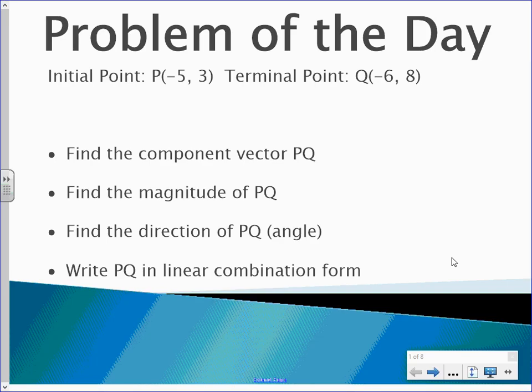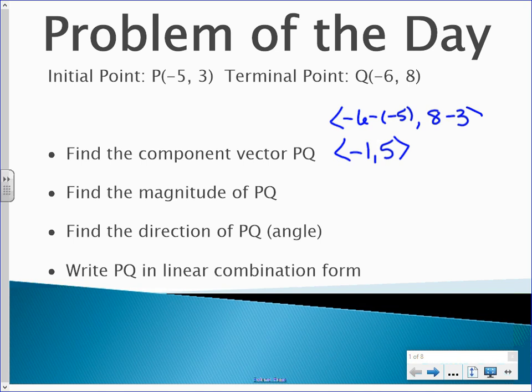Okay, so first of all, this was pretty consistent. The component form of our vector PQ was, I saw a lot of people have -1, 5, right? Okay, Callie, explain to me how you got -1, 5. I took -6 plus 5 because you subtract the first number, and then 8 minus 3. Okay, so terminal minus initial, we get the components -1 and 5.